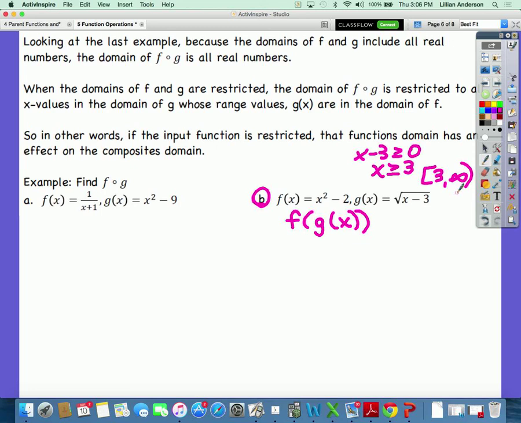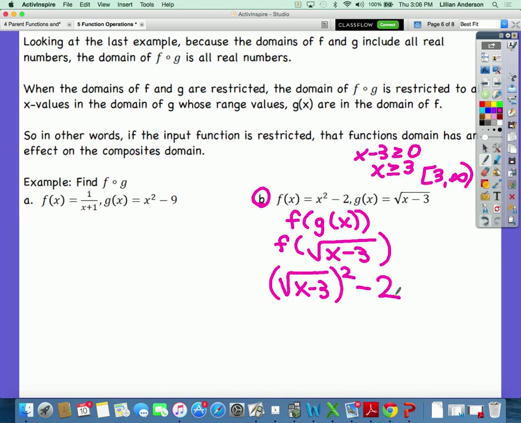Okay? So let's do the composite real quick. I'm going to plug in the square root of x minus 3 into f. So I have the square root of x minus 3 squared minus 2. Does everybody see that composite? What happens when you square a square root? So I have x minus 3 minus 2, and so you get x minus 5, that's a linear function, whose domain is what?